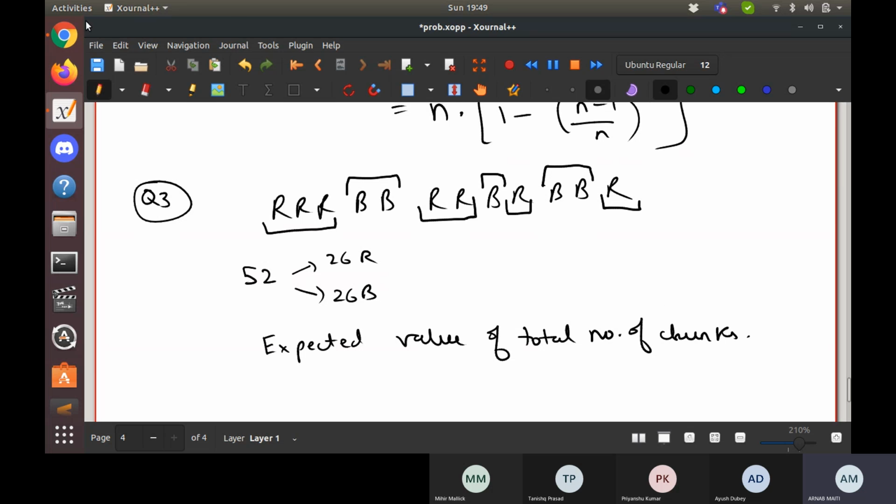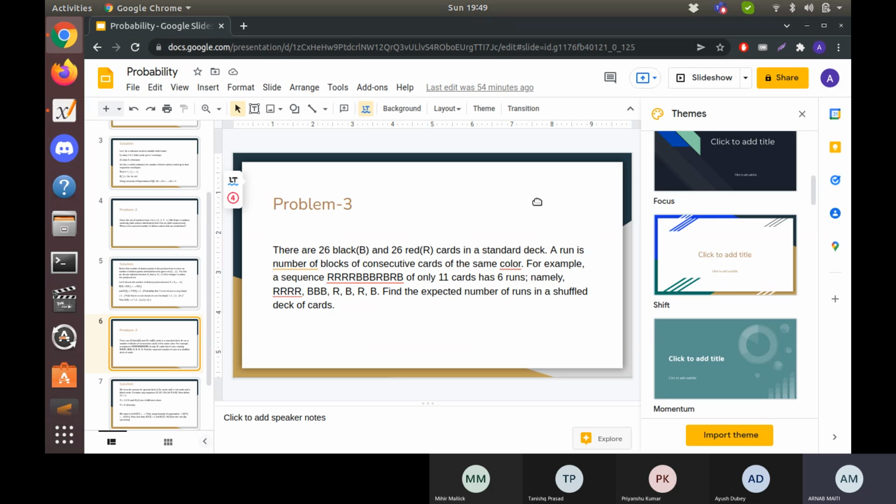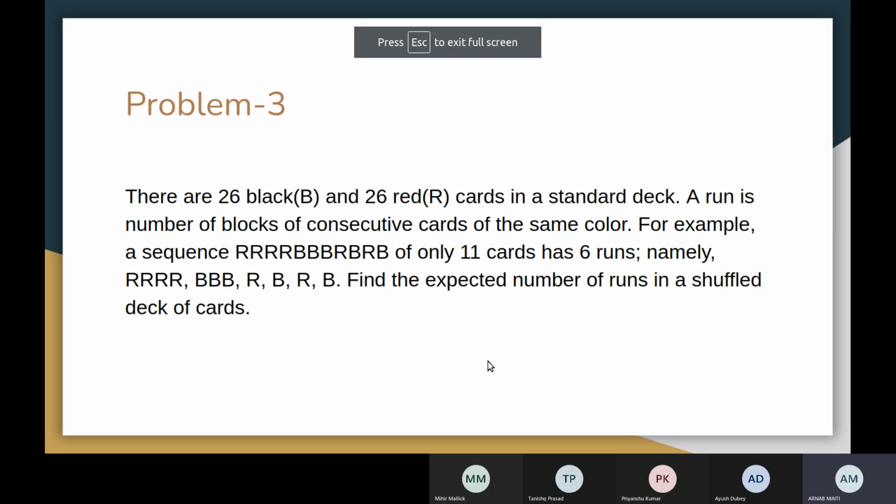So that is a question which you have. So this is what you have. So you can read the question. This is a question which we have. So I'll just read it out.